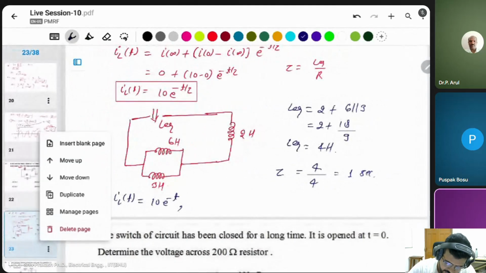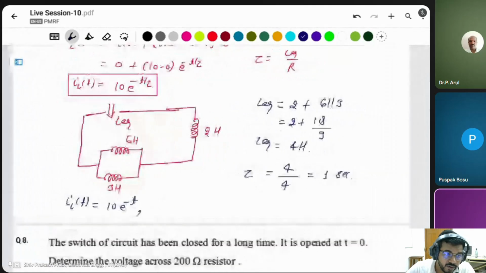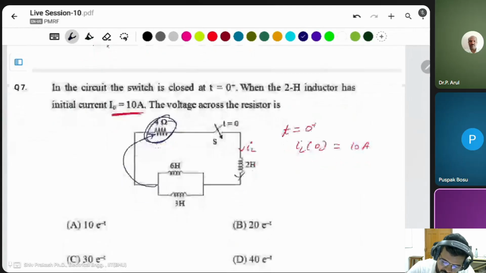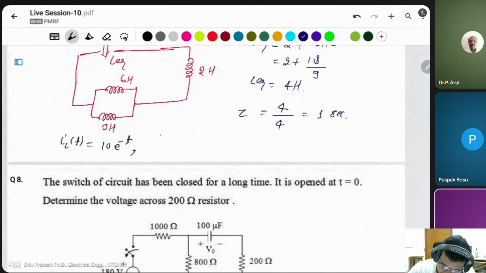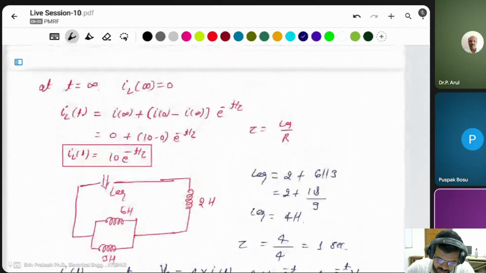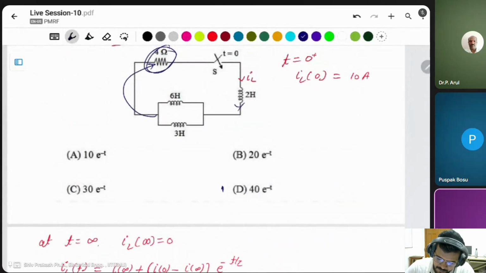Current is here. Then you have to find the voltage across the 4 ohm resistor. The current is passing through it, and the voltage is the voltage drop. VR is equal to 4 ohm resistor times current IL of t, 4 into 10 e to the power of minus t. This will be 40 e to the power of minus t volt. 40 into e to the power of minus t. This is the option.